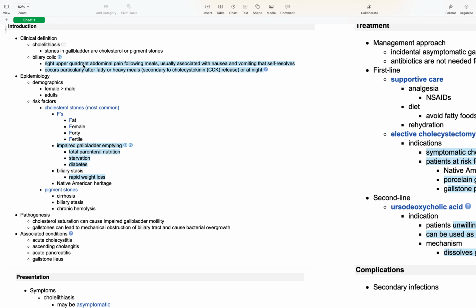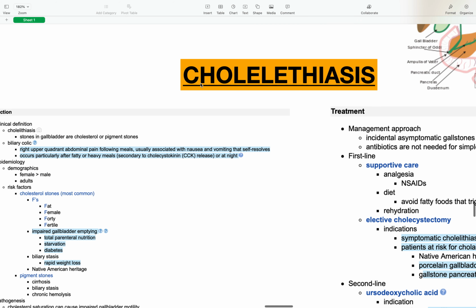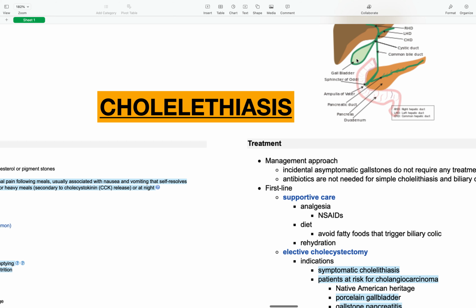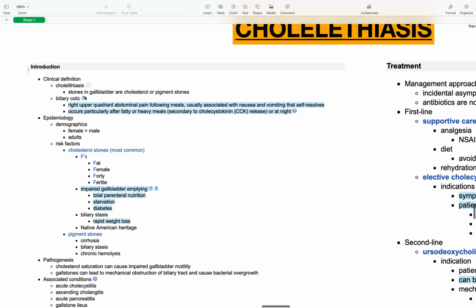Now what causes this colicky pain is the release of cholecystokinin. This release of cholecystokinin, this CCK, causes contraction of the gallbladder. The CCK is released from the duodenum, and this in turn causes contraction of the gallbladder, and if there is a stone in the gallbladder, this dislodges it into the cystic duct and may result in pain. So that is biliary colic.